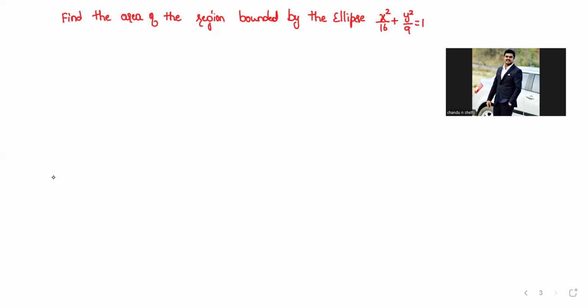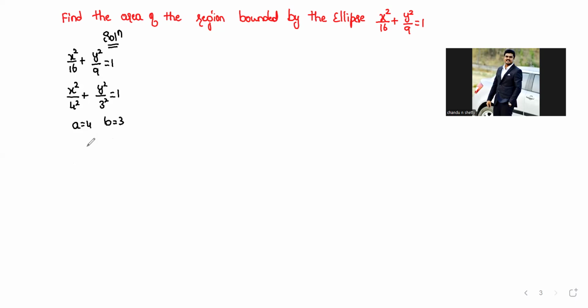My dear students, this is also very important, so carefully observe how to take the diagram and how to do everything. The equation we have is x square by 16 plus y square by 9 equals 1. These two are perfect squares: in place of 16 I take 4 square, plus y square by 3 square equals 1. So the a value is 4 and the b value is 3.